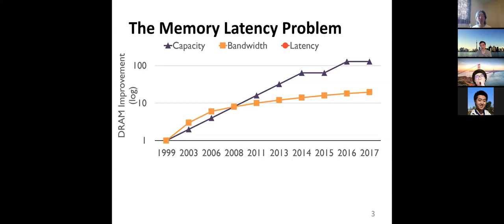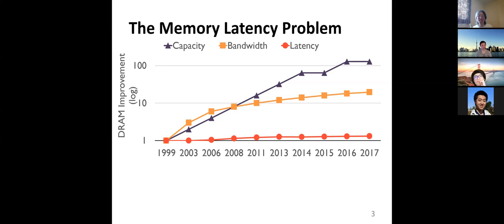So who could try to guess how the latencies graph is going to look over that time? So capacity was improving, bandwidth was improving. So what happens with latency? Any guesses? Stay the same for most of the time. Yeah, it pretty much didn't improve, right? So improvements in latency are just a joke.